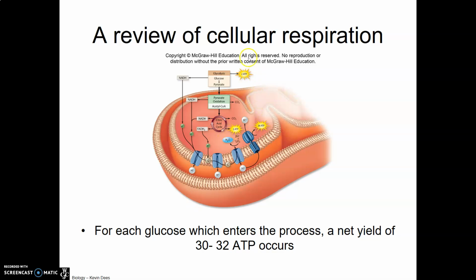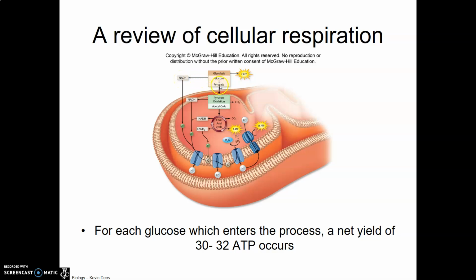Okay, now let's just take a moment and review the entire process from start to finish. Step 1, glycolysis. Start with a single molecule of glucose. This molecule of glucose is going to be catabolized and broken down into 2 molecules of pyruvate. This produces a net gain of 2 ATP, and it will produce electron carriers in the form of NADH.